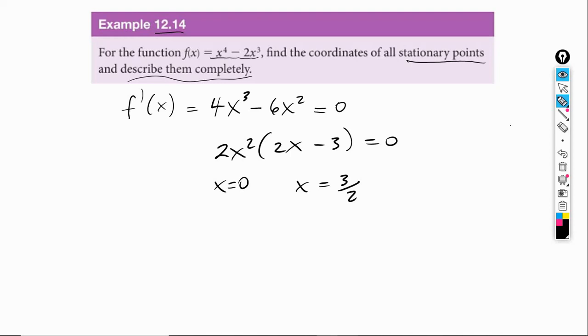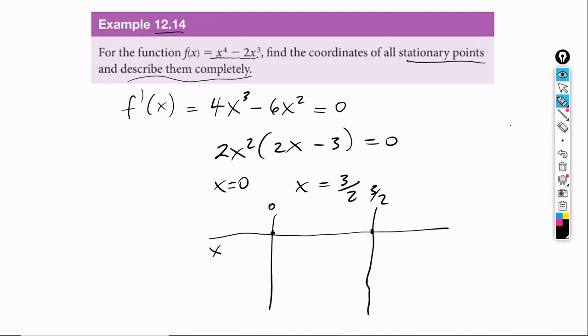I'm not going to plug this in the original because I want to do the table directly this time. So let's draw the table. We're going to place 0 here as a stationary point, and we have 3/2 here as another stationary point. And we're going to find out if these are maximum or minimum or none. Because sometimes you might have a situation where you have a stationary point, but it's neither a maximum nor a minimum.